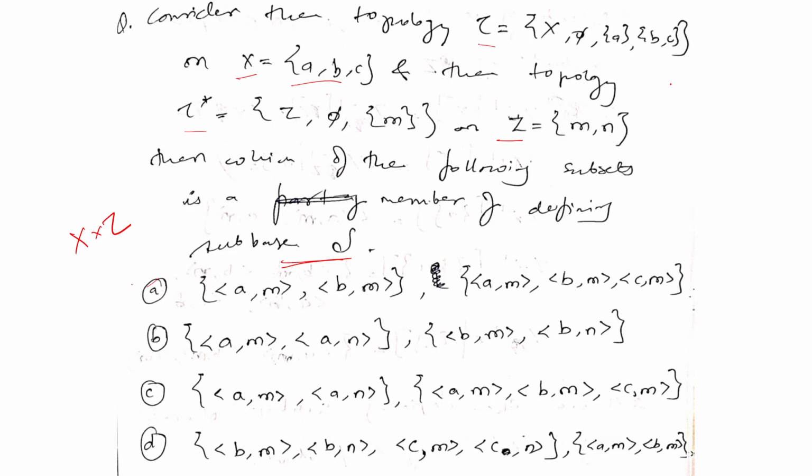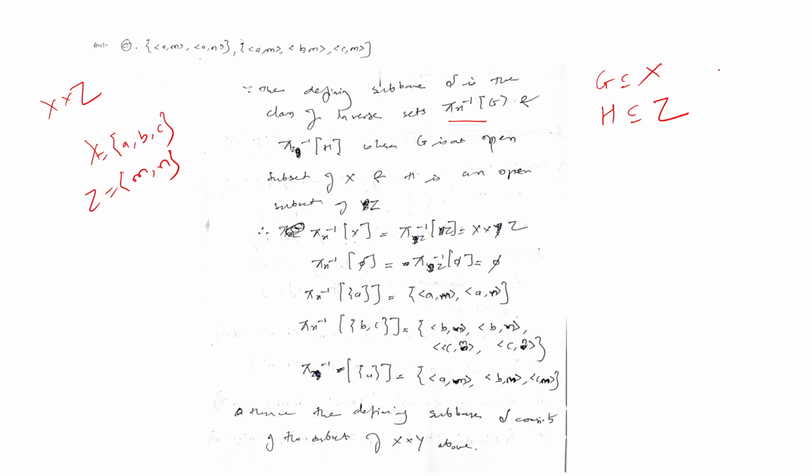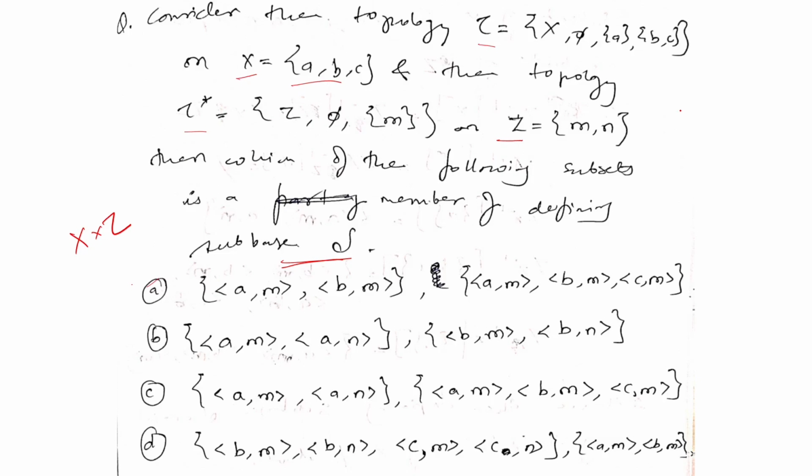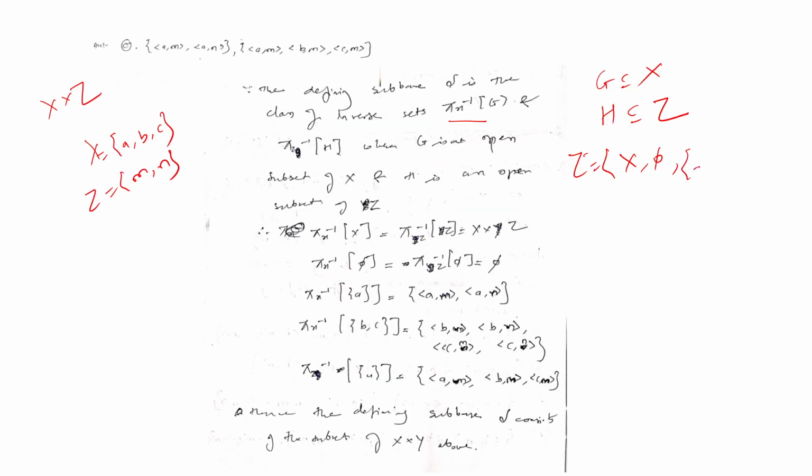Fine. So you have both the topologies tau and tau star. So let me write it here. Tau consists of what? X, empty set, then A and BC. Then tau star consists of Z, empty set, and singleton M. Okay. So these are the open sets in tau, and these are the open sets in tau star. Fine. So let's find out the projection class. So pi x inverse of class X.